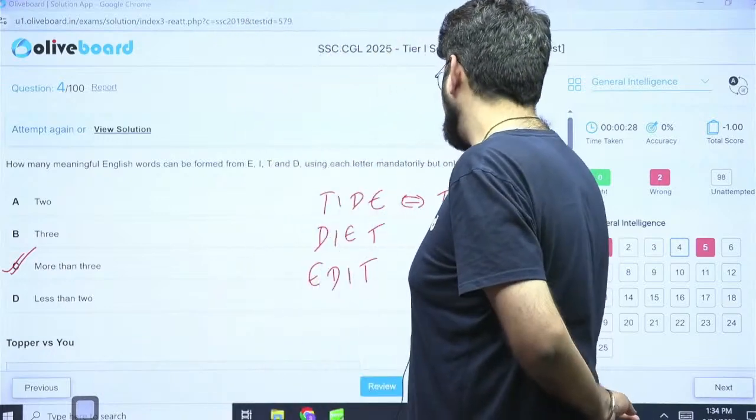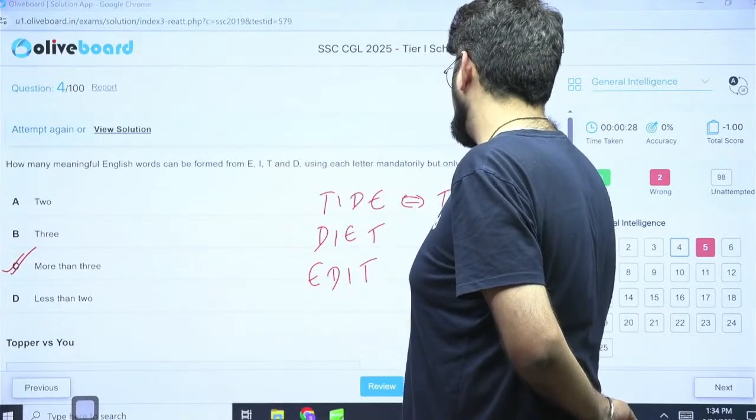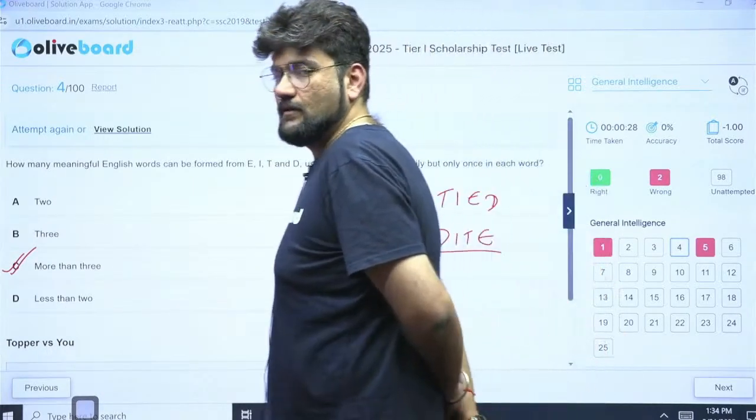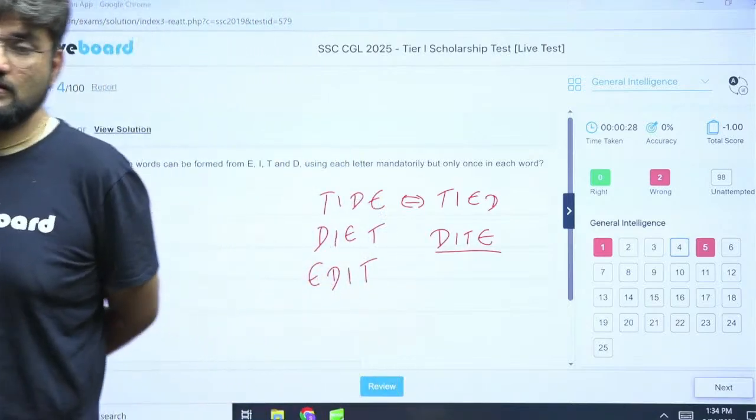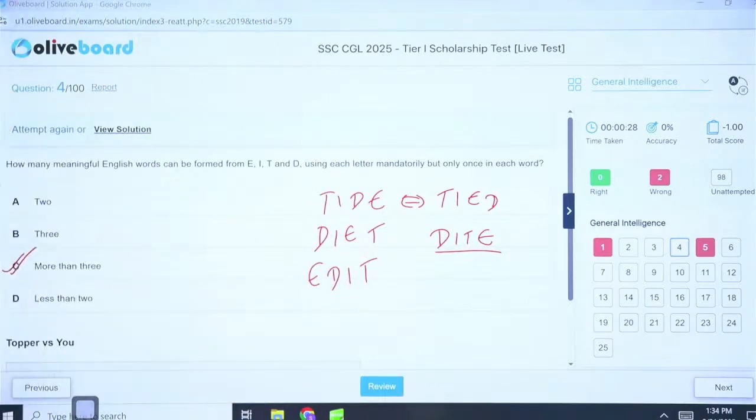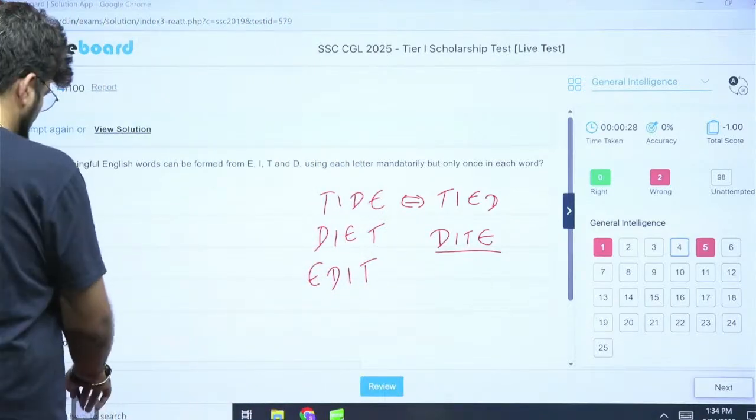Though DITE, diet, is also a word. It is related in terms of writing. So option C becomes the correct answer. More than 3.